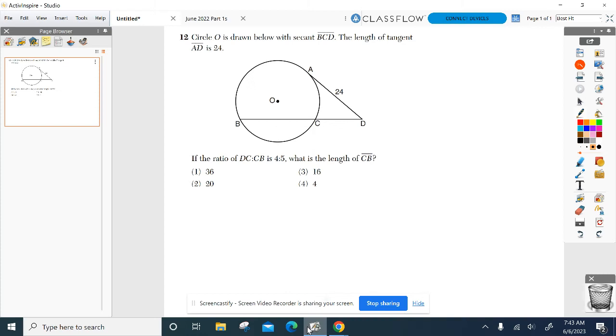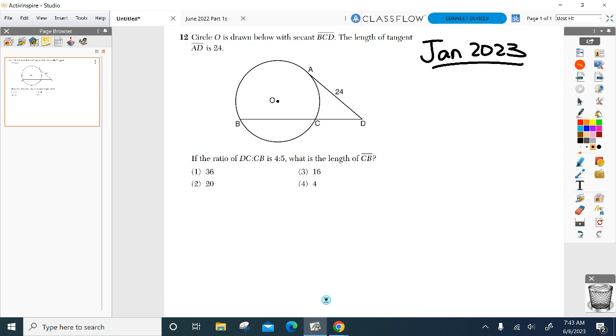All right, so we're doing January 2023. We're finishing that exam. Any questions people have? And I'm doing number 12. Number 12, January 2023. So anybody that's in this class right now in person, if you haven't done this, let's not leave it blank, please.